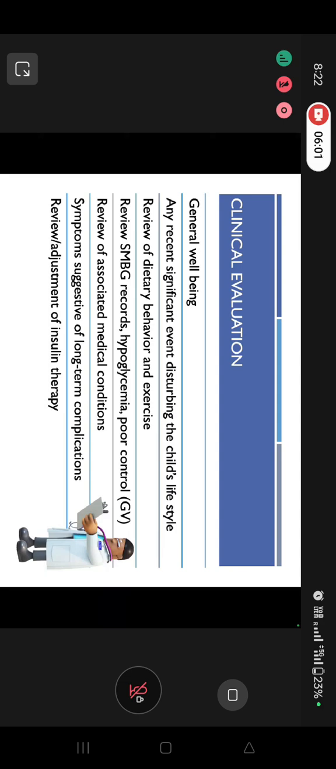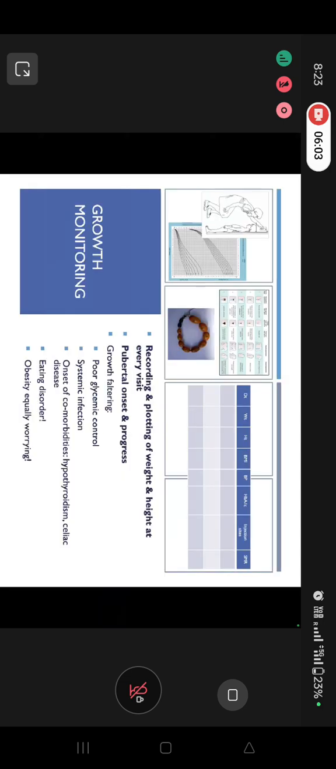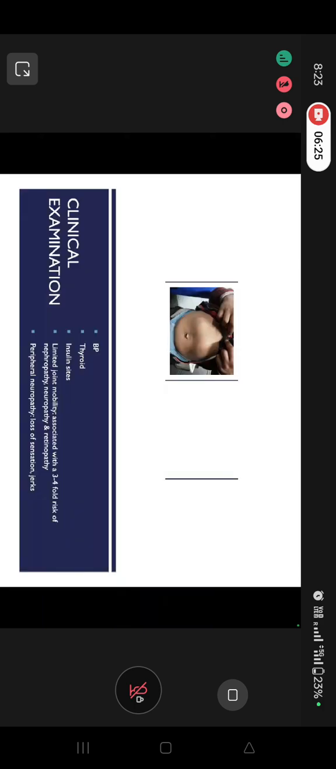So this is the list of clinical evaluations which a child should undergo. Growth and monitoring of the pubertal status has to be done at all visits, because this is one of the most important key objectives while managing a child with type 1. So record the height and weight, plotting it on a growth chart at every visit and ensuring that the child follows his own trajectory. At each visit you have to measure the blood pressure, examine the thyroid gland, and examine all the insulin sites. What you can see in the photograph is the lipohypertrophy, because the family was using the same site for insulin administration again and again.